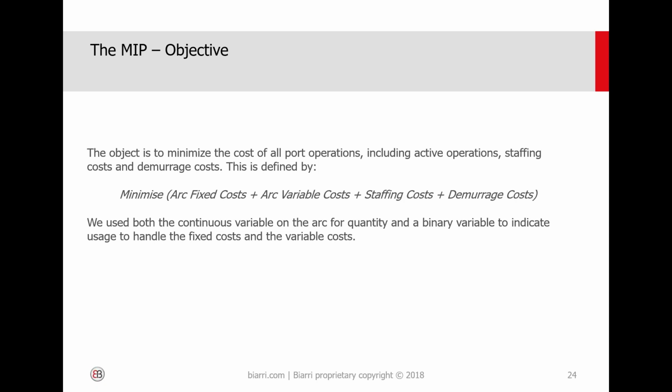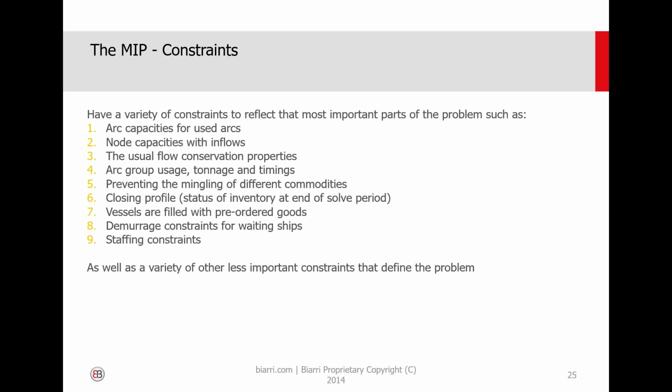And so what we had was both continuous variables for the arcs for quantity and binary variables to indicate usage to handle the fixed costs. So we actually had continuous and binary variables in there to manage those two styles of cost. So again, I don't think there's going to be any deep mathematical insights out of that. This is the problem, and it's hopefully relatively straightforward and understandable by the audience this evening.